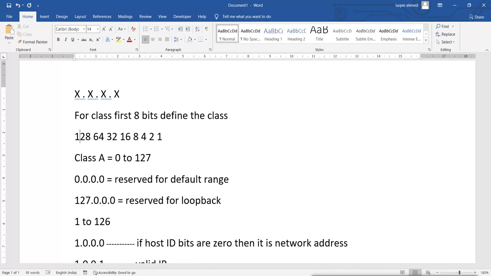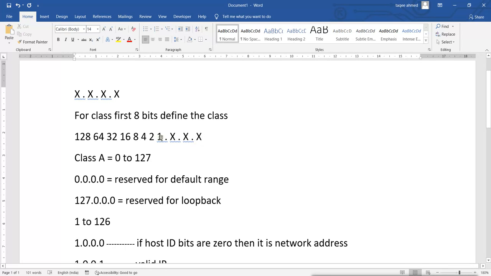now let's assume this is the first part, then a dot, and then you have the rest of the parts, like 1, 2 and 3.